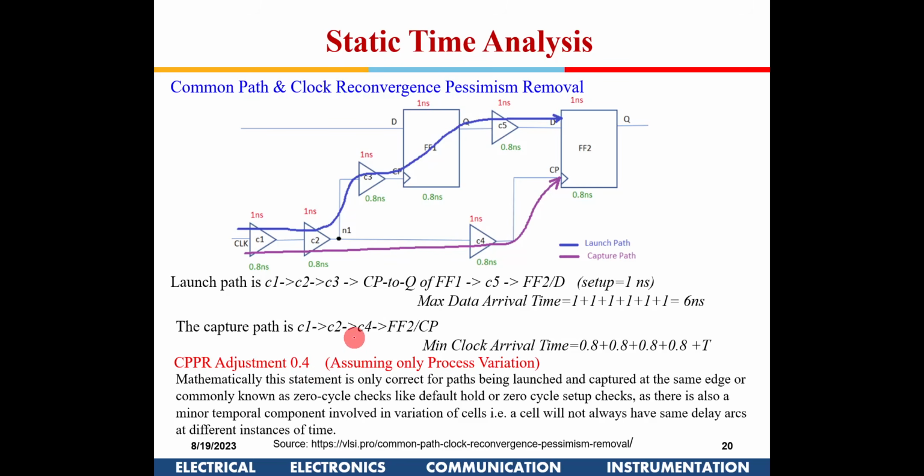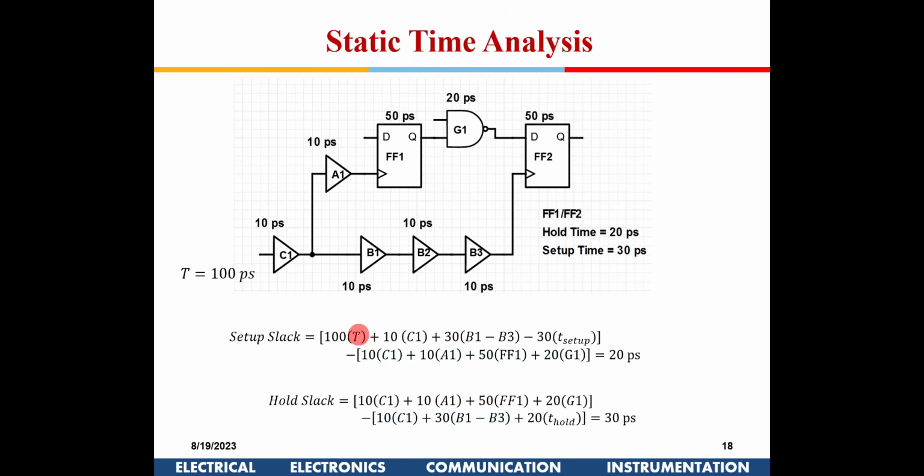What is plus T, the minimum clock? When we do the setup analysis, you need to put T, the clock period T, in this path, right? When we computed this slack, this 100, we put that T.